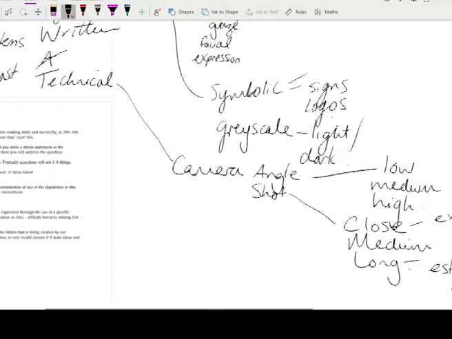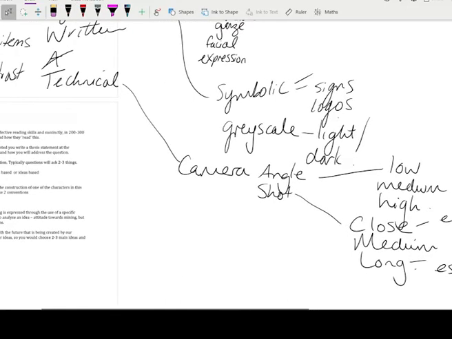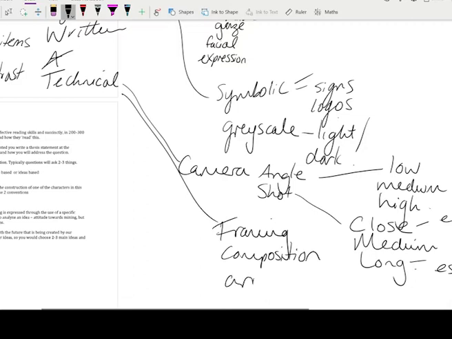So to memorise these, you should be doing brainstorms of these and putting them all over your walls in your bedrooms and maybe even finding examples of them. You've got to get these down pat. Also in technical, you have the framing, the composition, or whatever you want to call it, the arrangement. That all comes under technical.